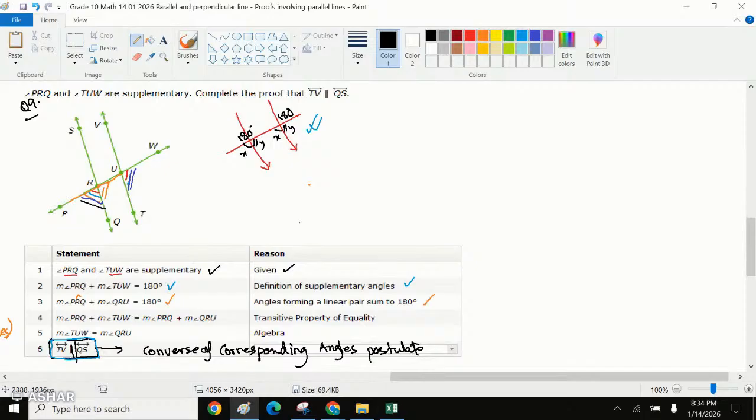PRQ plus QRU. Where is QRU? Right? So we knew that the sum of this angle and this angle would be 180, and the sum of these two angles would also be 180, right? So we call this transitive property of equality.